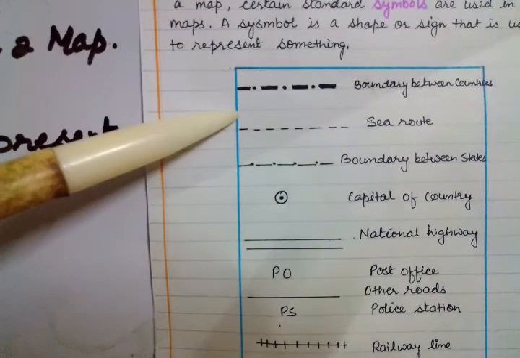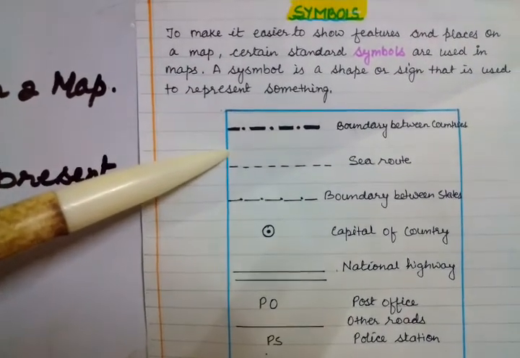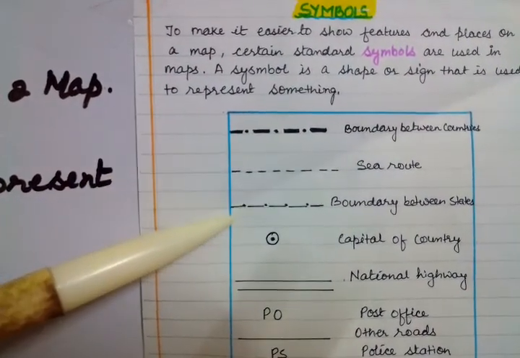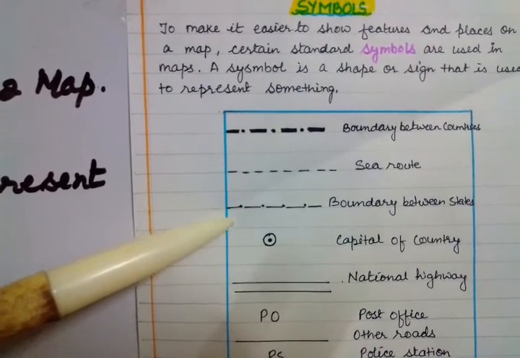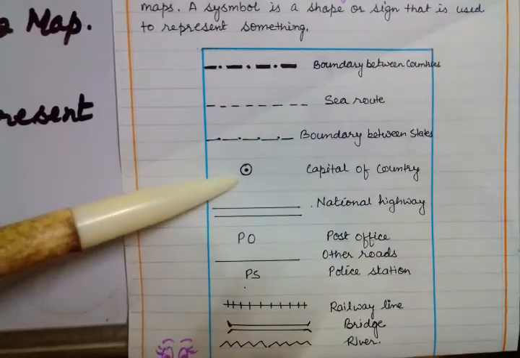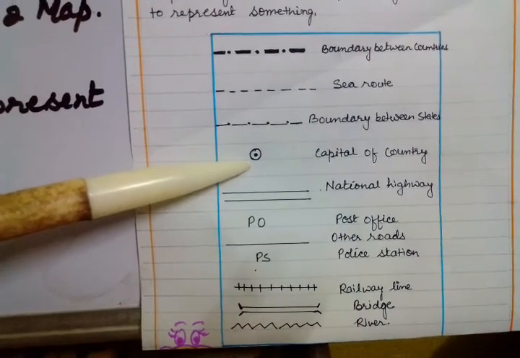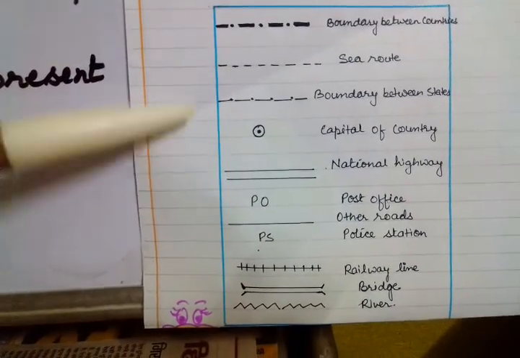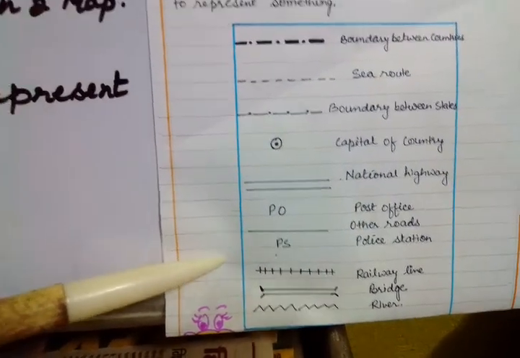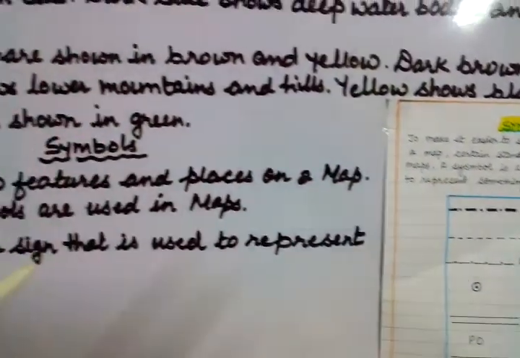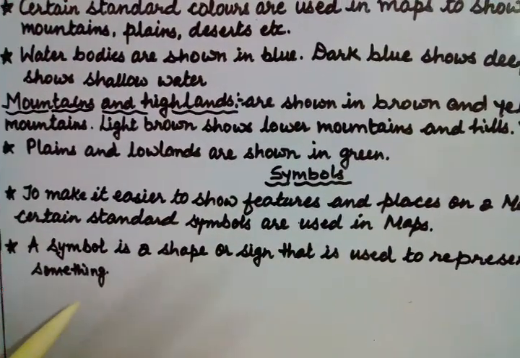So this is a symbol, this is the boundary between countries, this is a sea route, this is the boundary between states, this is the capital. Suppose you want to show Dehradun as a capital, so you can show it like this. Okay, these are the particular symbols. These are shapes or signs used to represent something.